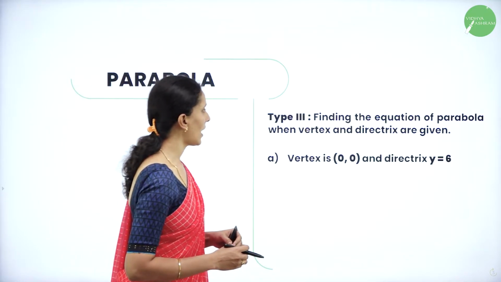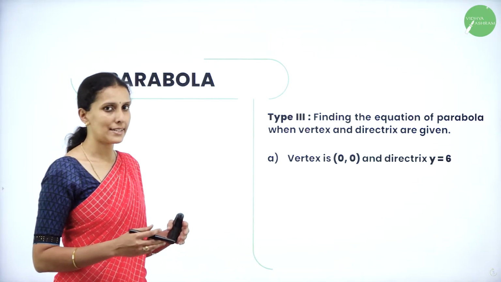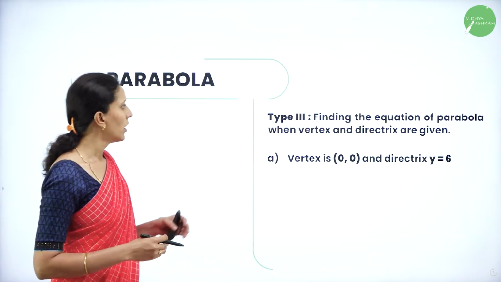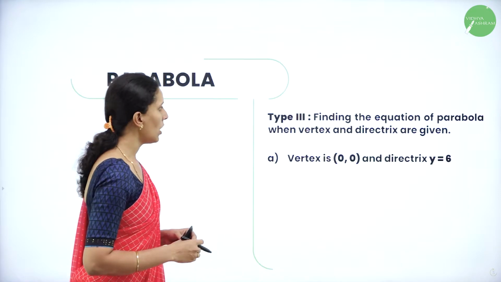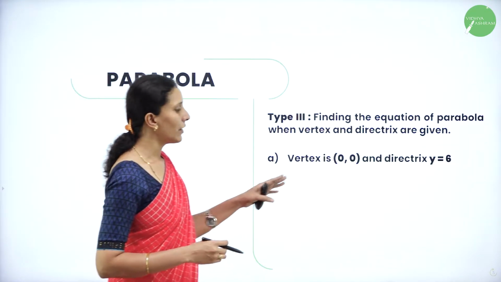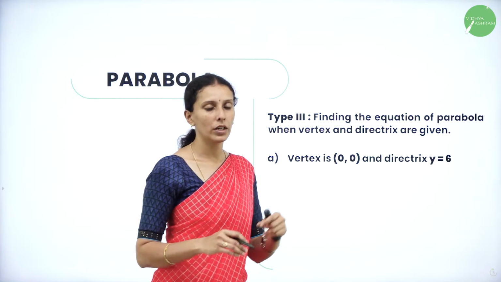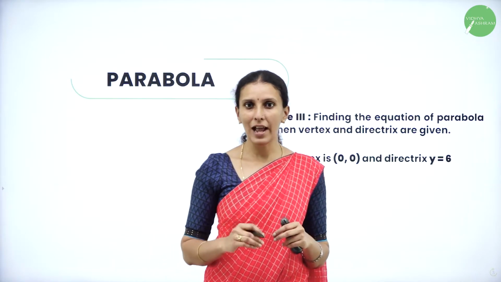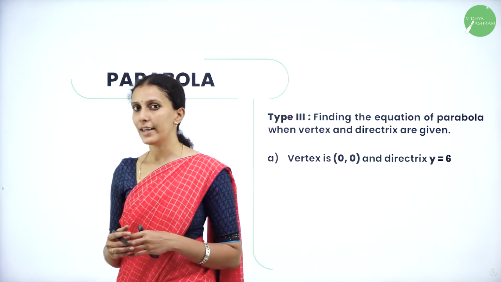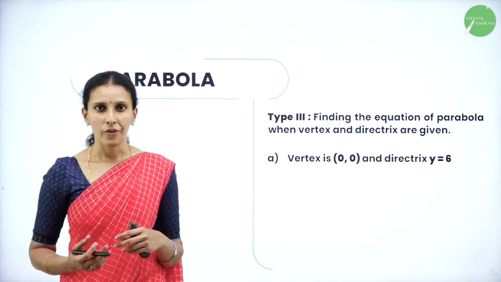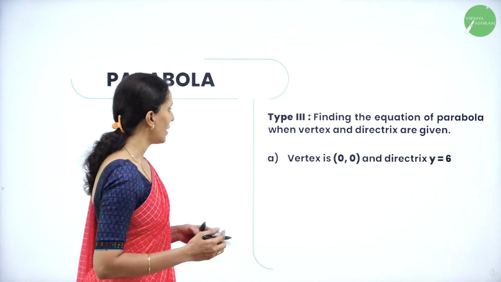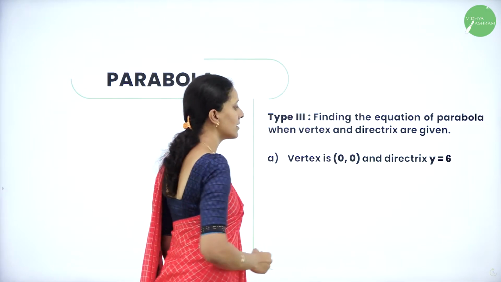So we are across the type 3 problems. So here I said they'll give any two characteristics to form an equation. Finding the equation of parabola when vertex and directrix are given. So they'll give you the directrix. So we know the directrix contains the value a. So since the equation of the parabola contains the value a, we can write what kind of parabola we can write. So they have given vertex is 0, 0.